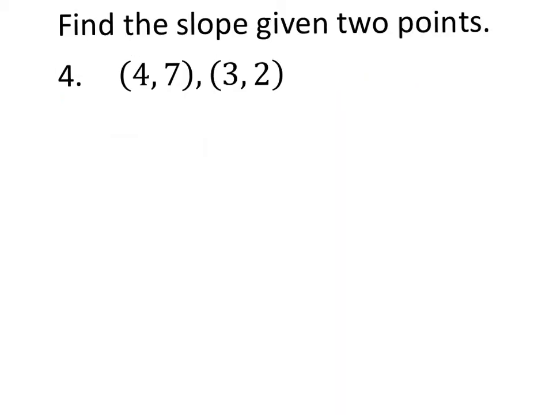Okay, example 4, we're going to find the slope given 2 points. We have the point (4, 7) and the point (3, 2). These are ordered pairs that make a point on a graph. Always remember that the first number is my x value and the second number is my y value. Okay, and we are going to use the formula m equals y2 minus y1 over x2 minus x1. The (4, 7) is my first set, and the (3, 2) is my second set. I'm going to go ahead and color code these.